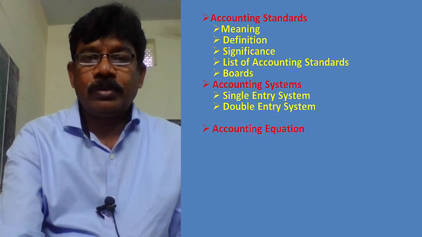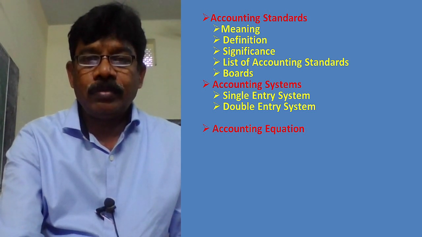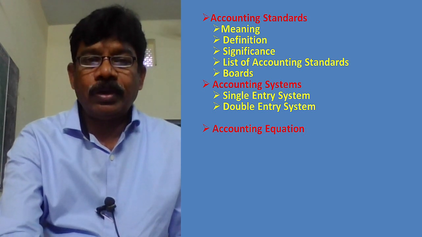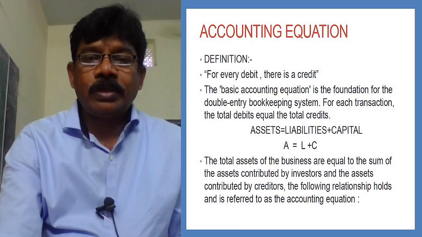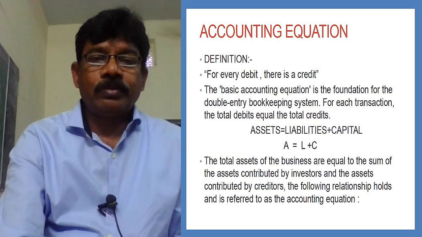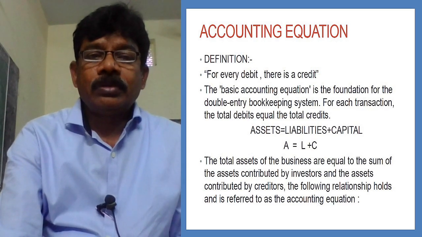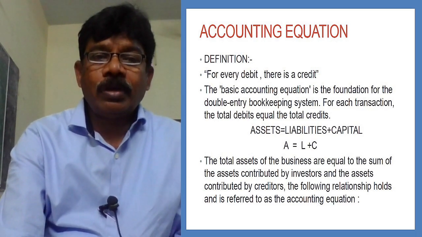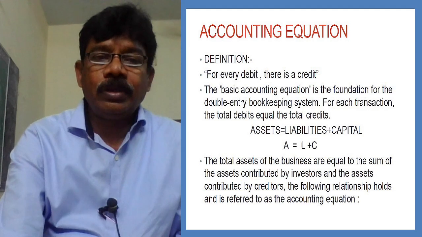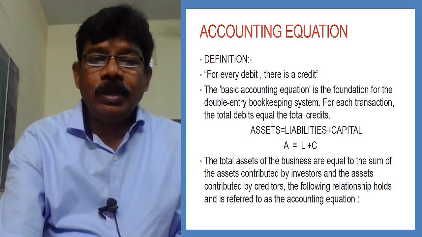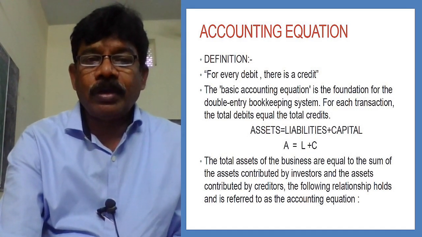In the earlier video, we learned about the accounting standards board, and now we are learning the accounting equation. So what exactly is the accounting equation? For every debit, there is a credit. Debit amount is always equal to credit amount. In our understanding, it equates debit and credit. Either may be an increase or decrease.